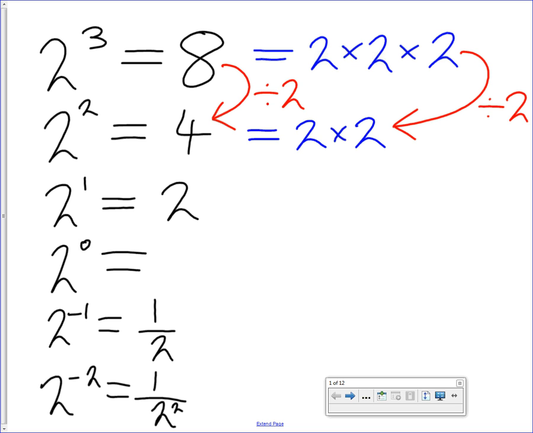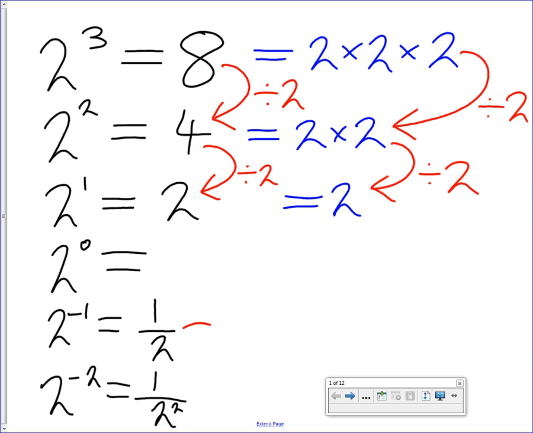Now, if we repeat the pattern again, we go down to our next power of 2, our next power down. So we divide by 2 again, and of course, we just have 2 by itself. So once again, we divide by 2. Likewise, to get from a half to a quarter, we divide by 2 again.